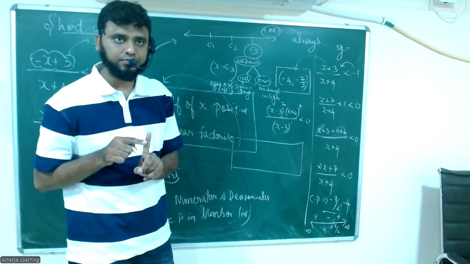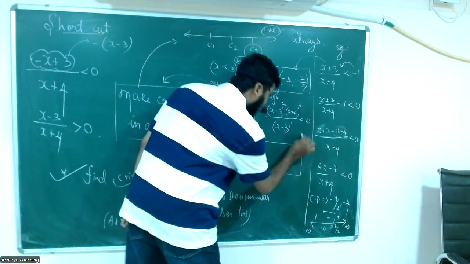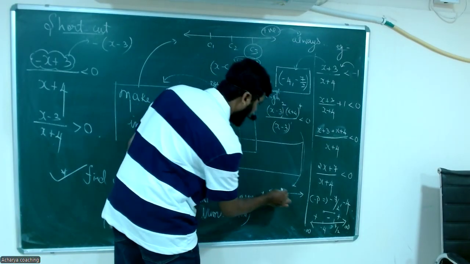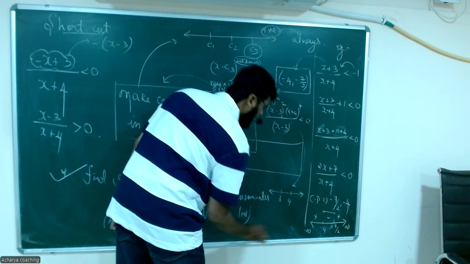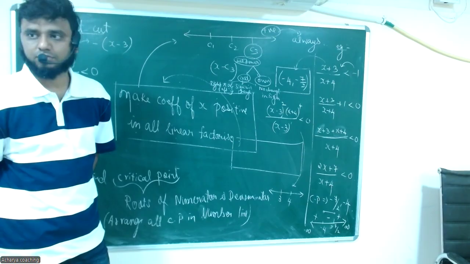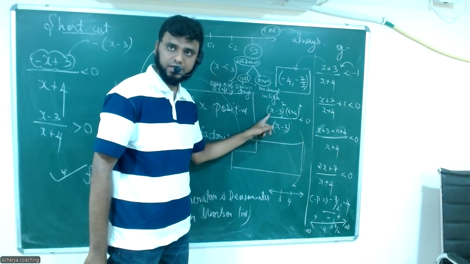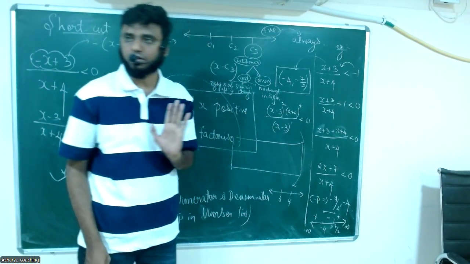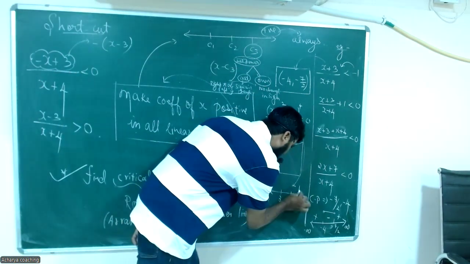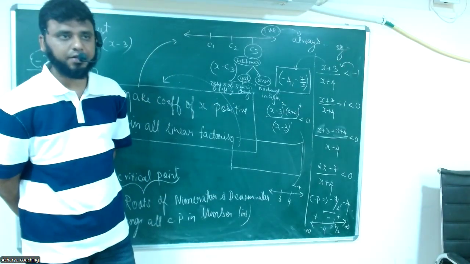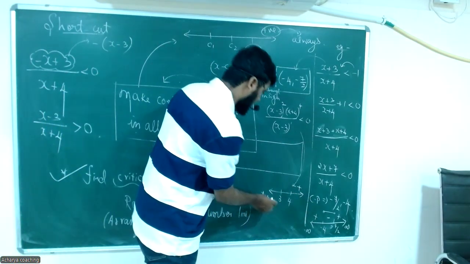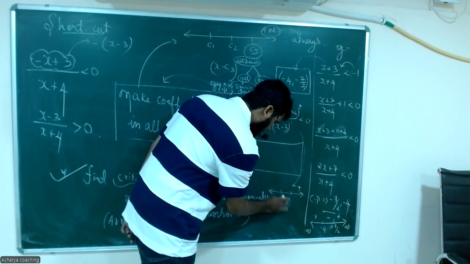1 is odd. So if I have to solve this, what are the critical points? 3 and 4, right? Is the coefficient of x positive in all linear factors or not? In your x, the coefficient is 1. Here also 1, here also 1. Everything is positive or not? So it means always start with plus here. Clear? Now, minus 4, 3.